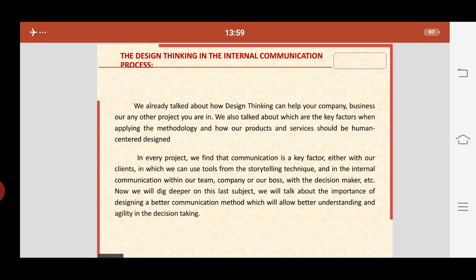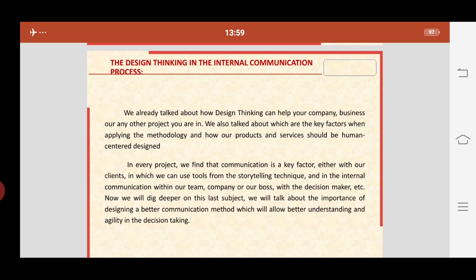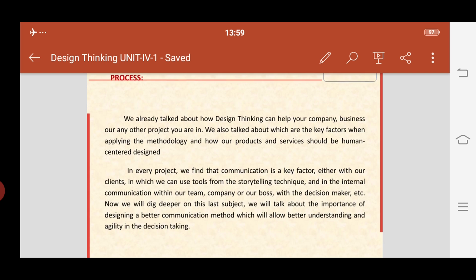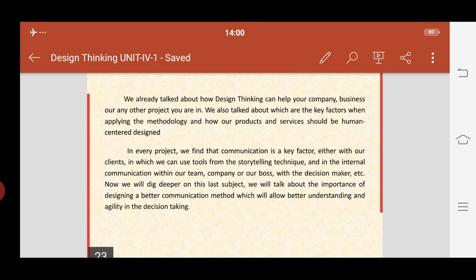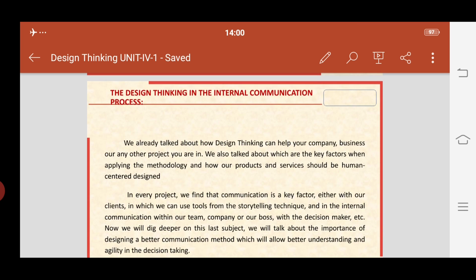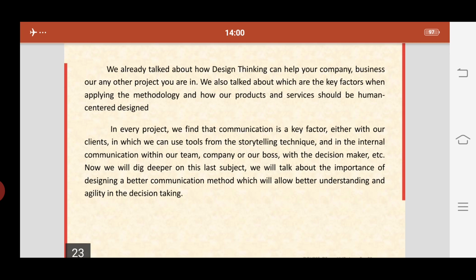This is the concept of the prototype phase. What I mean to say is that we are learning about design thinking in the internal communication process, and the key factor in every project. We find that communication is a key factor.